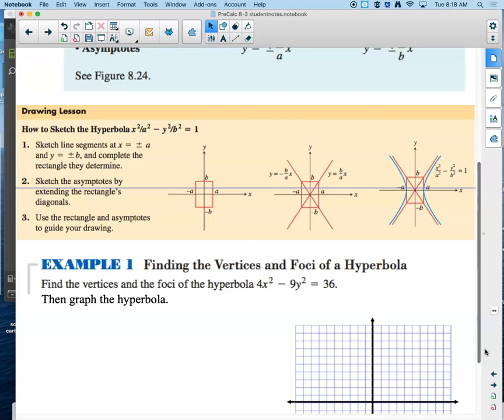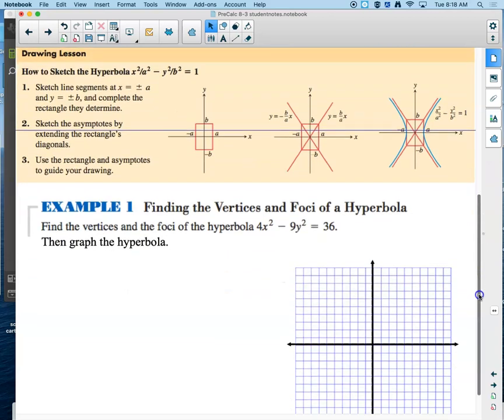We already know where the vertices are supposed to be because we graphed A. They're right here. And because we already know what asymptotes do, we can just draw in our two branches right away. They'll go through the vertices and they will approach the asymptotes. So we're going to use that rectangle and asymptotes to guide our drawing.